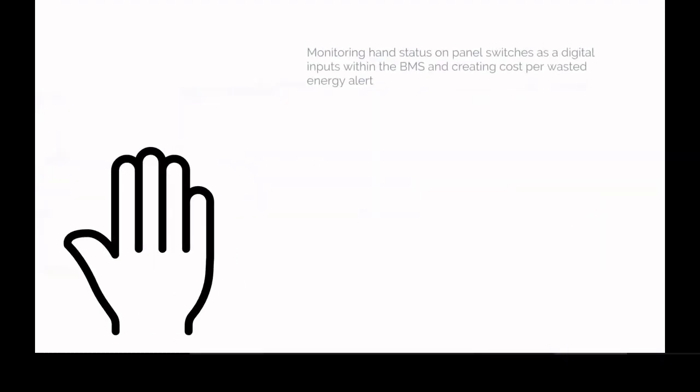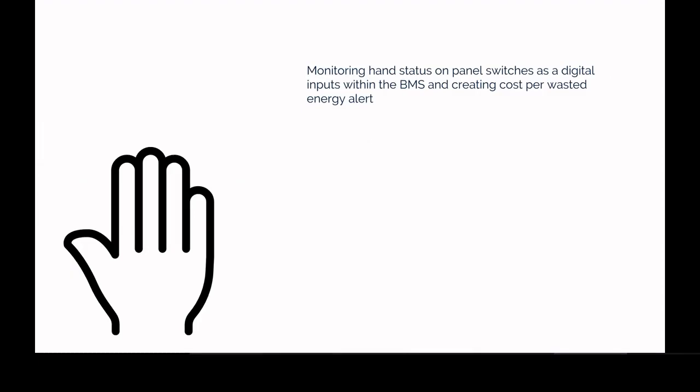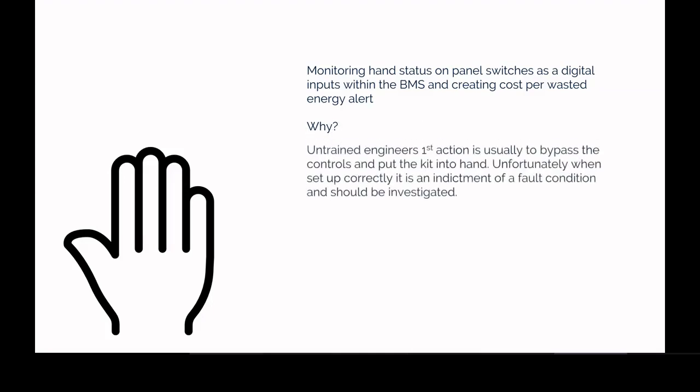Huge one: monitoring the hand status on panel switches as a digital input within the BMS. More importantly, creating a cost per wasted energy alert. What do I mean by that? We're monitoring the HVAC equipment now. Because we're monitoring the run hours, the hand status and the energy, we know exactly when something's being put in hand and how long it's been in hand, therefore we can infer how much energy has been wasted. It's crucial. Sometimes even when people get notified that something's in hand, they don't make the link of why that's important. Putting some real tangible value and costs against that is really important for the mindset.